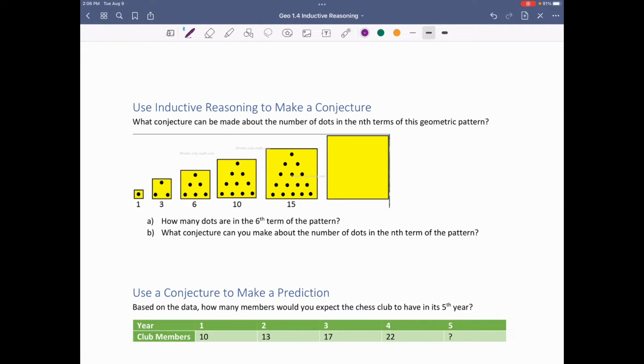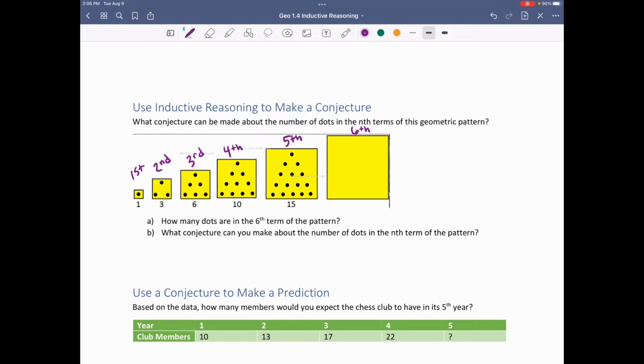This example is to use inductive reasoning to make a conjecture. What conjecture can be made about the number of dots in the nth term of this geometric pattern? So the first term, we have 1 dot. And the second term, we have 3 dots. And in the third term, we have 6. And it's growing like a pyramid, like a triangle. This is the fourth term. This is the fifth term. And we want to figure out how many dots are in the sixth term. So we'll pause the video right now for you to think about that.